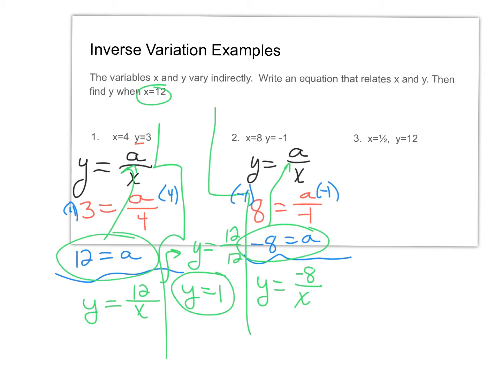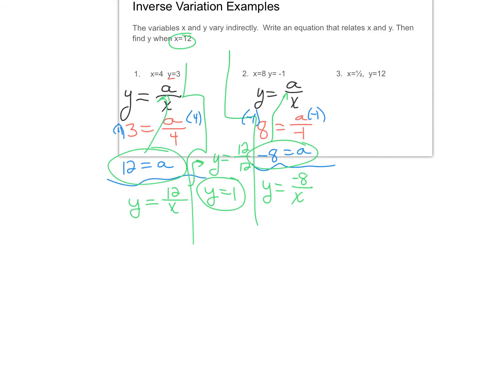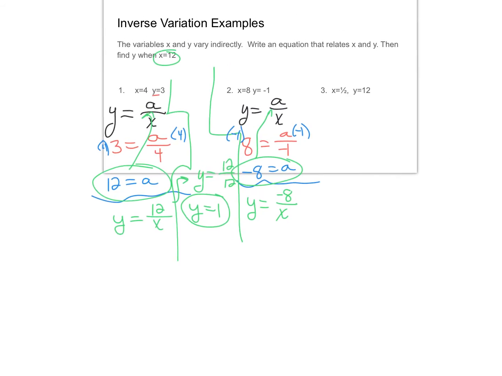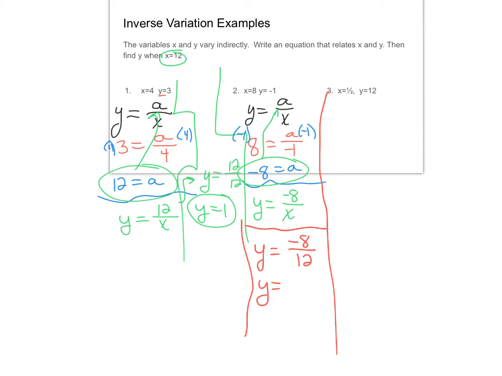So now at this point, let's put 12 in for x. Let me minimize this. We're going to put 12 in for my x. So y is equal to -8 over 12, which we can just reduce. All I can do here is divide by 4, so you get -2/3. Okay, so that's pretty simple.